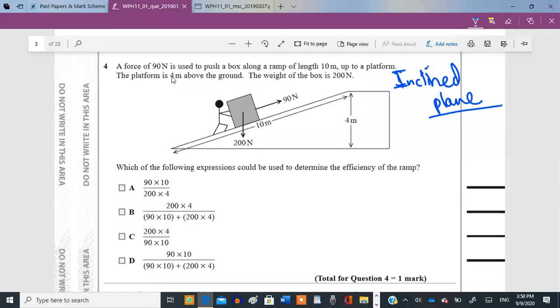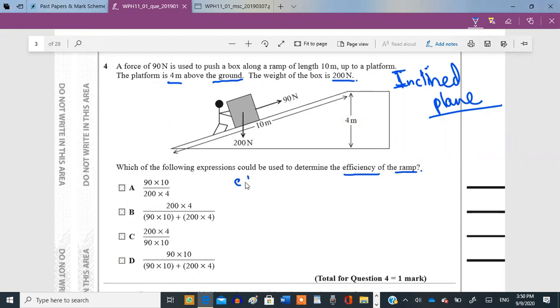A force of 90 newtons is applied to push this block up the ramp of length 10 meters. The length is given to you, it's 10, the force applied is 90 newtons, and the platform is 4 meters above the ground, and the weight of the box is 200 newtons right over here. Which of these could be used to determine the efficiency of the ramp?